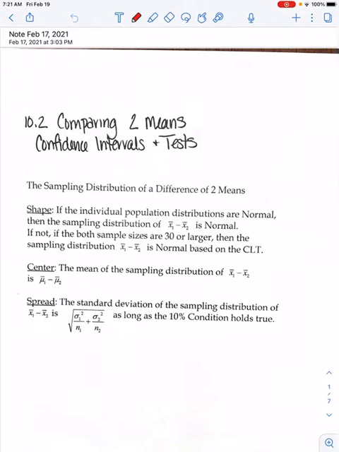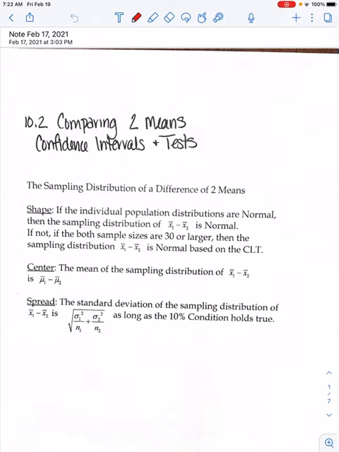If the two individual population distributions are normal, then the sampling distribution of the difference of those distributions is also normal. So if both populations are normal, then the difference is normal. If not, and both sample sizes are bigger than 30, then the CLT applies. But both samples have to be bigger than 30. Okay, so there's your shape.